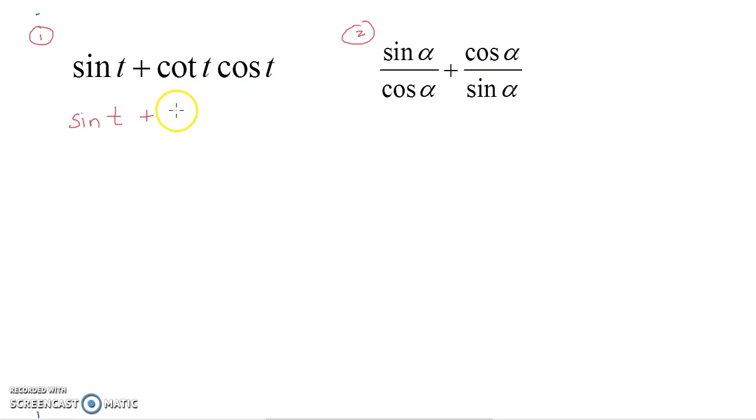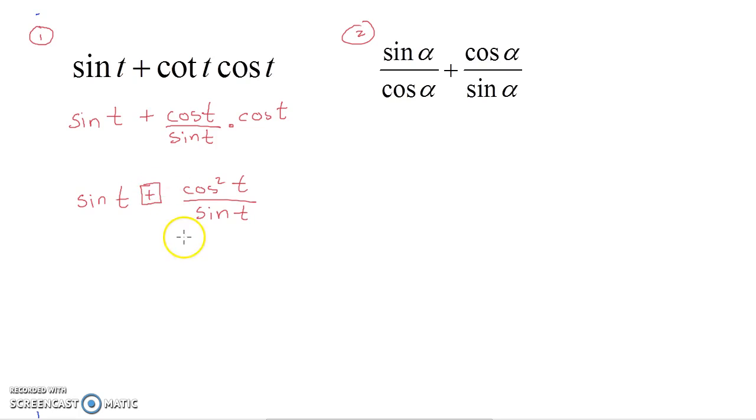So cotangent, I'm going to change to cosine of t over sine of t, because that's what cotangent is, times cosine of t. And then what happens is I get sine of t plus cosine squared of t over sine of t. Okay, so is that simpler? Well, no, so let's keep going. What I'm going to do here is actually do what it says. It says to add, right? So I'm going to add. In order to add, I need to get a common denominator. My common denominator would be sine of t, right?